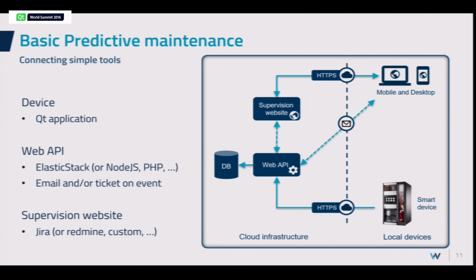And the last brick is, of course, the supervision website. In our case, that was a Jira website, which meant that automatically, when you have your account, the service would send you a notification, create a new ticket, and say this machine has a problem and needs to be fixed, which is quite neat. So this is the architecture.